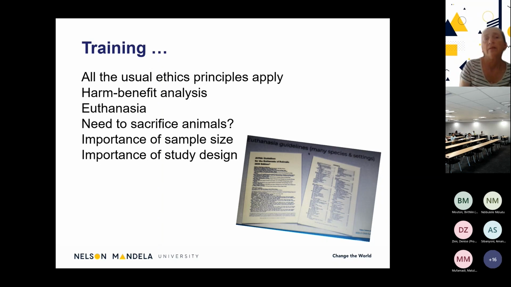I'm nearly at the end. Training is very important. All the usual ethics principles apply.